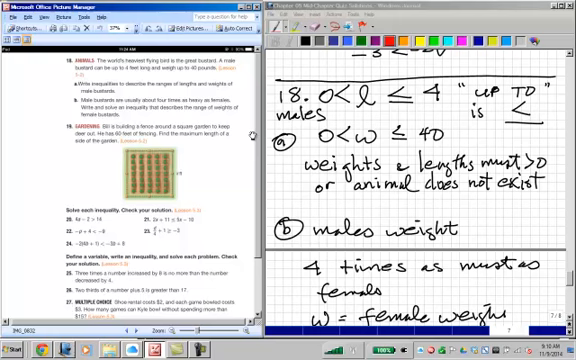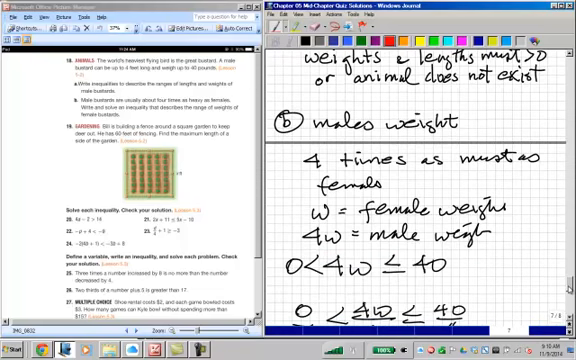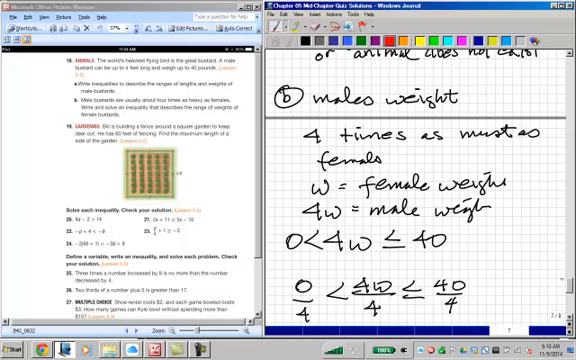So now we're going to say that the female's weight is W, and we're going to use the same numbers. So the male's weight is 4W. So 4W is less than or equal to 40 because that's the male's weight. It's the same thing as before, only we're using W differently. We could use a different variable.